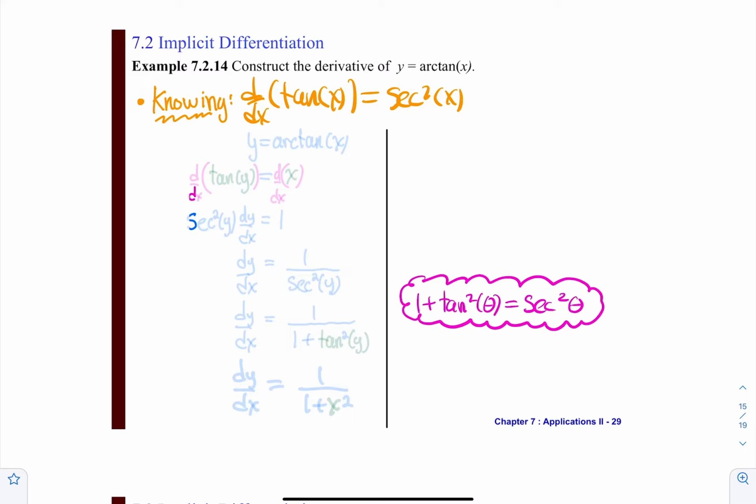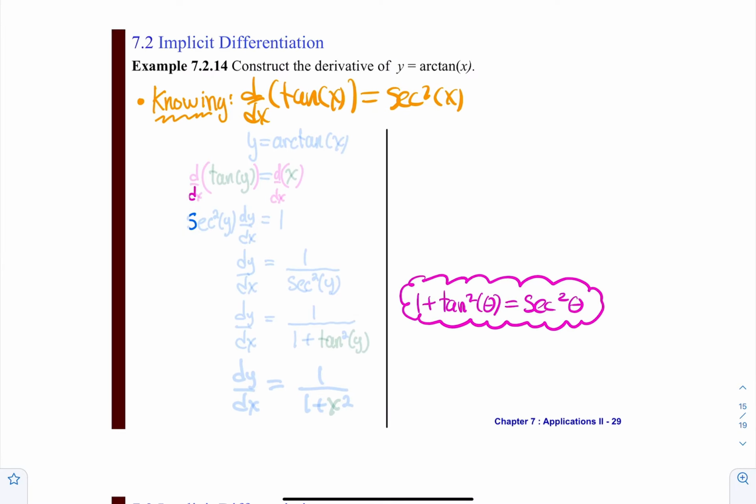So for the first one, let's do arctan. Here the idea is we're going to use implicit differentiation, and we're going to use the fact that we know how to compute the derivative of tan. We know the derivative of tan is secant squared. So now let's use that fact, and let's use the fact that we're building the derivative of the inverse of tan using implicit differentiation to get a formula for arctan.